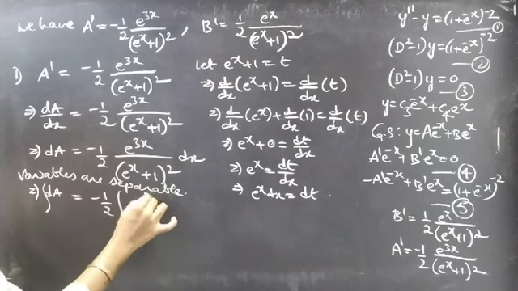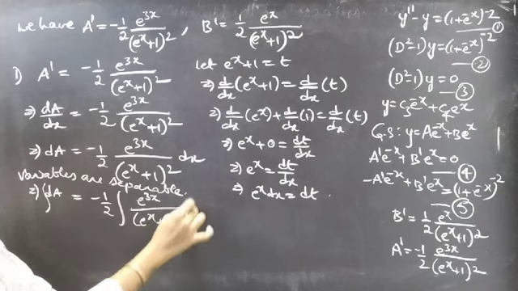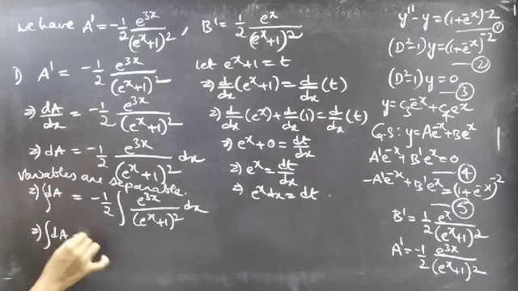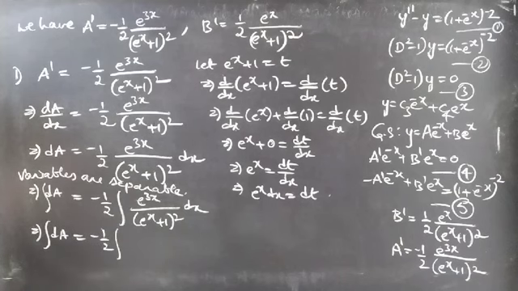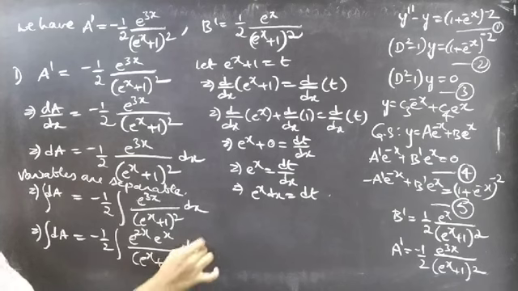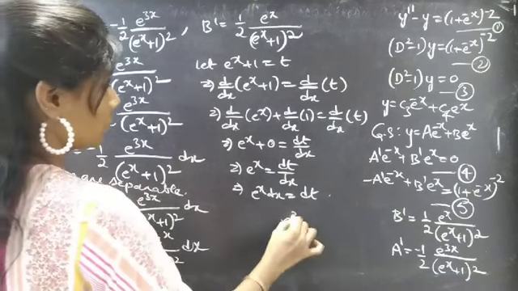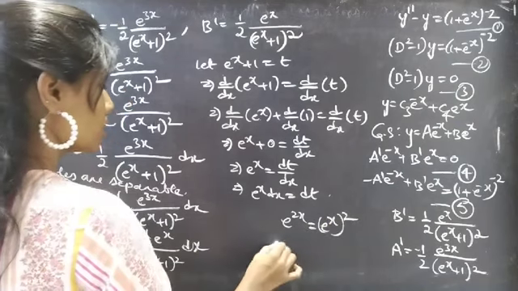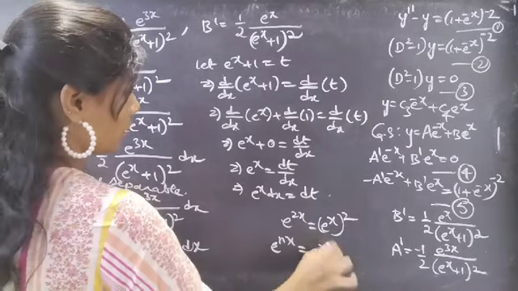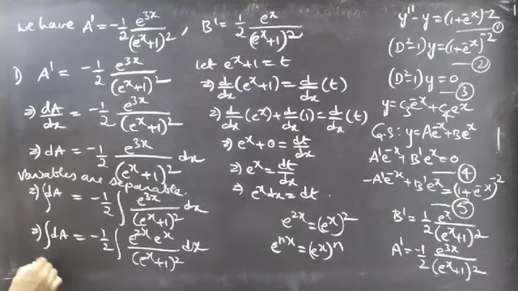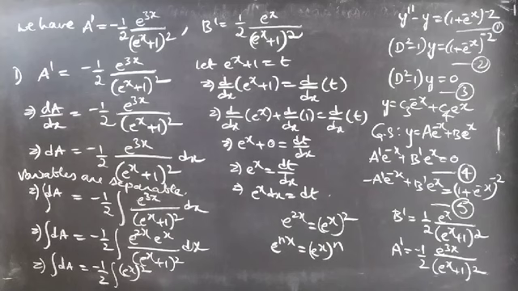Minus 1 by 2 into integral e power 3x by e power x plus 1 whole square into dx. Let's now split this e power 3x as e power 2x into e power x, right? And we can write e power 2x as e power x whole square, since e power nx equals e power x whole power n, right? Then we'll get integral dA equal to minus 1 by 2 into e power x whole square by e power x plus 1 whole square into e power x dx. Okay, I'll write it again.